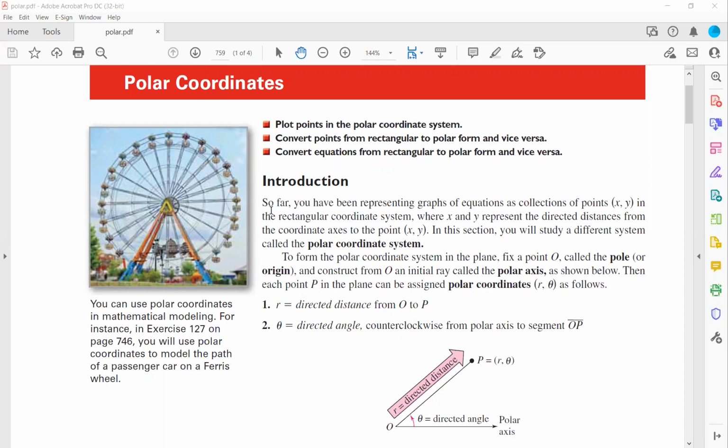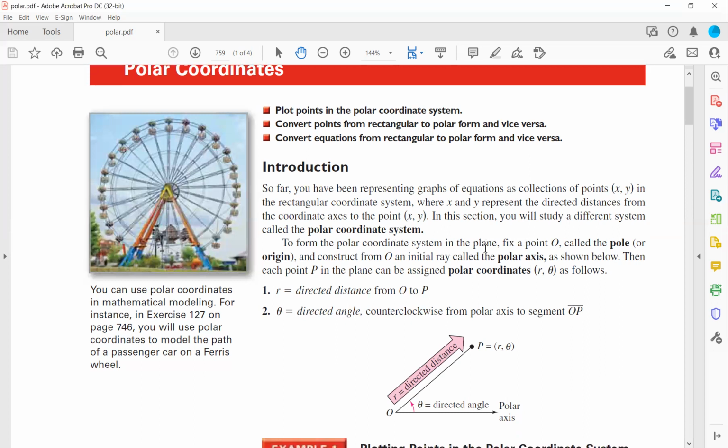Introduction. So far, we have been representing graphs of equations using X and Y, which represent points or pairs in the rectangular coordinate system. X is a value on the x-axis, Y is a value on the y-axis, and we connect the different points to get the graphs in the xy plane. In this section, we're going to talk about the polar coordinate system.